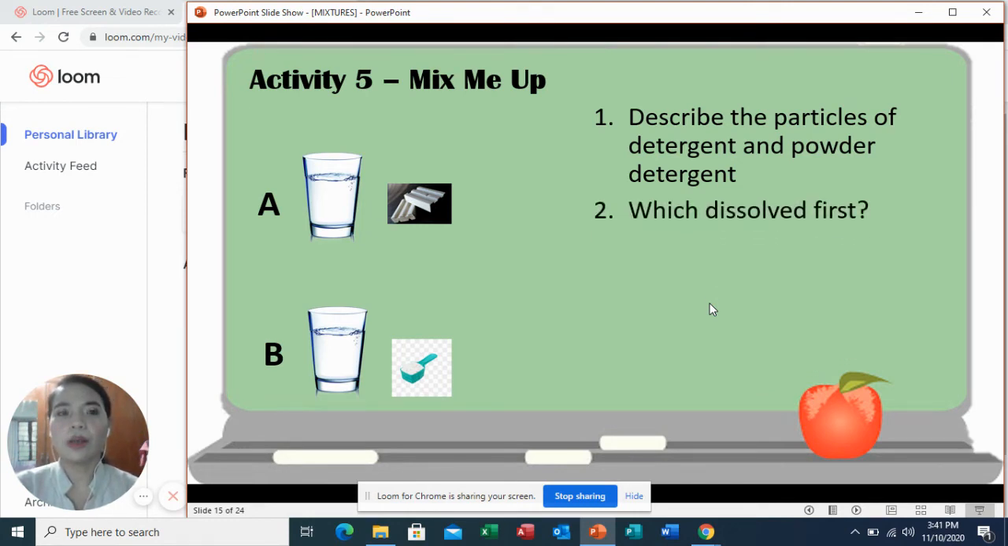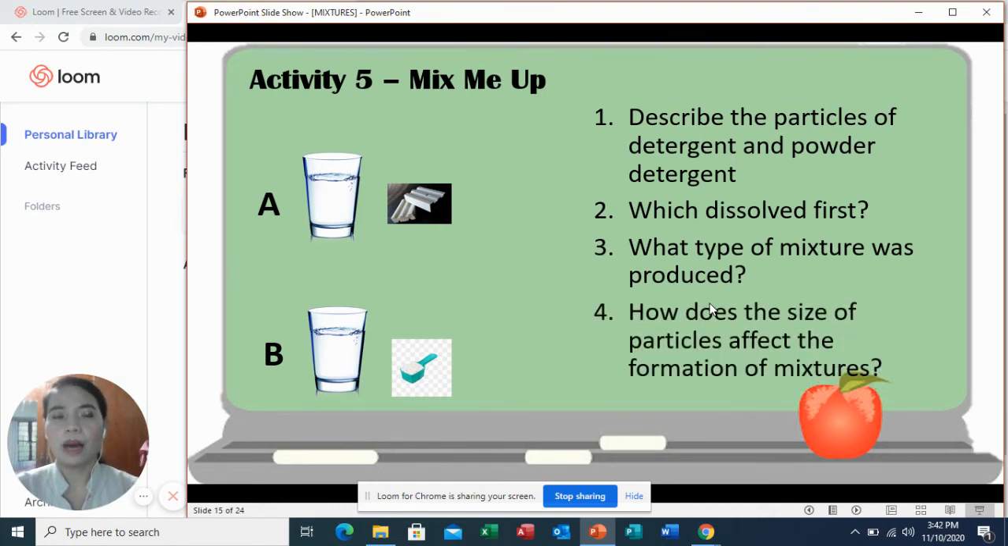Next, two, which dissolved first, glass A or glass B? Three, what type of mixture was produced? And lastly, how does the size of particles affect the formation of a mixture?